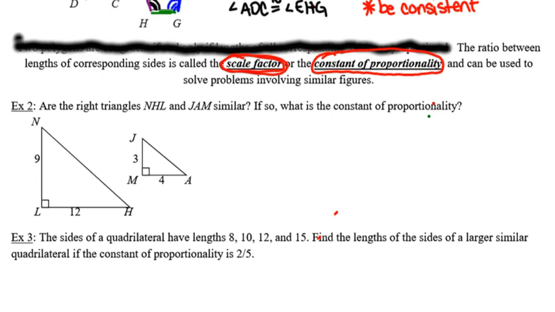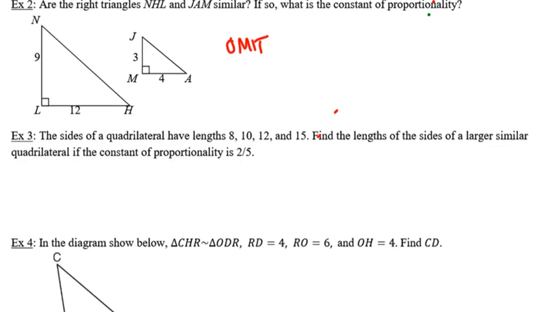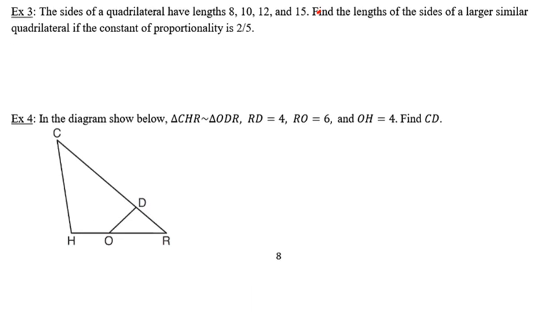I'm going to go ahead and jump over example 2 because it's a terrible question and move right on to number 3. Number 3 says the sides of a quadrilateral have those lengths. Find the lengths of the sides of a larger similar quadrilateral if the constant of proportionality is 2 to 5. And again, as soon as I see constant of proportionality, I'm thinking in the back of my mind that that really is the scale factor.